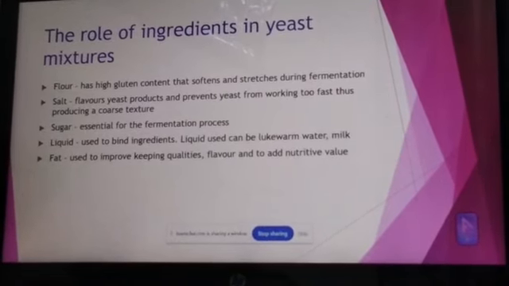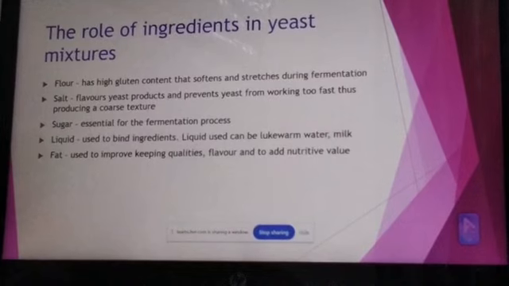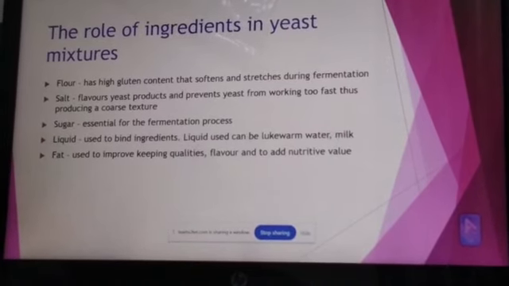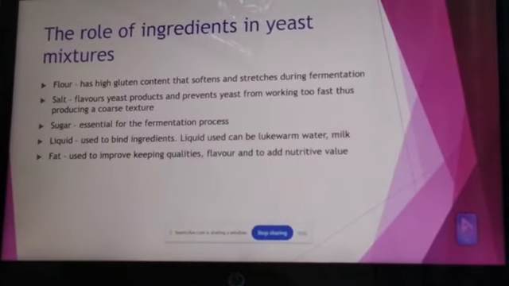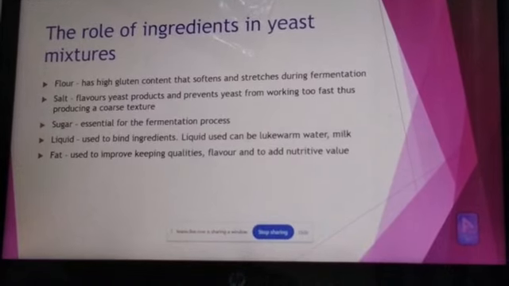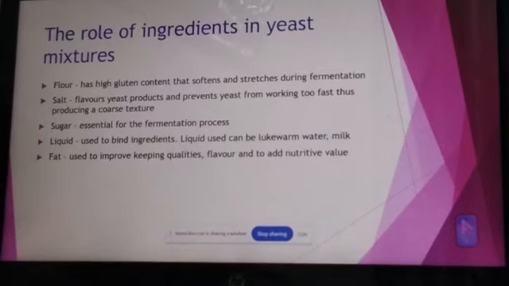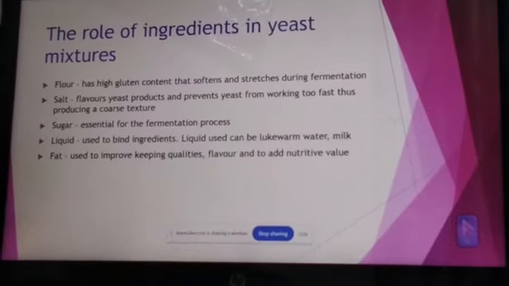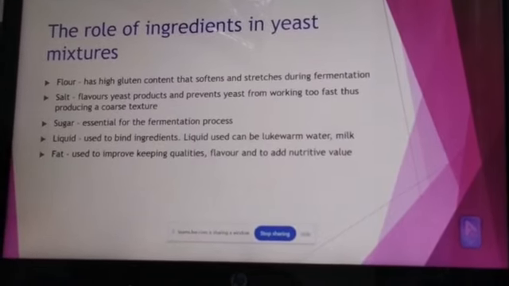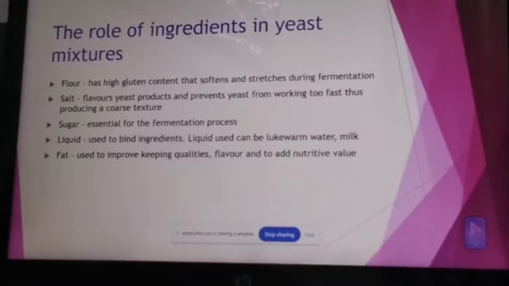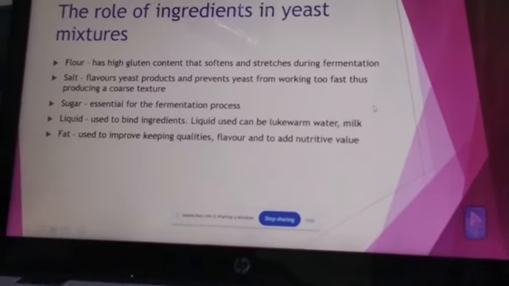Number 4, we have liquid used to bind ingredients. The liquid used can be lukewarm water or milk. Ensure that this liquid is not very cold and not too hot. It should be lukewarm to make the fermentation process very easy. And then we have fat, used to improve keeping or storage qualities and to add nutritive value. So all the 5 ingredients are very essential when it comes to the making of yeast products.